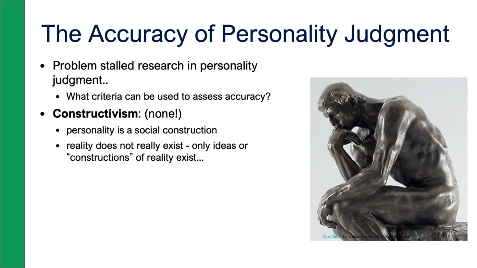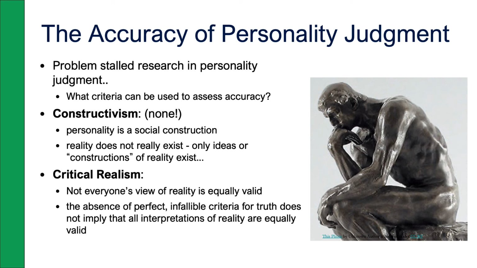The other philosophical viewpoint is critical realism. And the idea behind this is that not everybody's view of reality is equally valid, and there are some things that people can agree on. Even if we don't have perfect criteria to determine what's truth and what's not, that doesn't mean that it's not possible to gather all the information that we possibly can to help us determine whether a personality judgment is valid. And that is the view that personality psychologists went with.